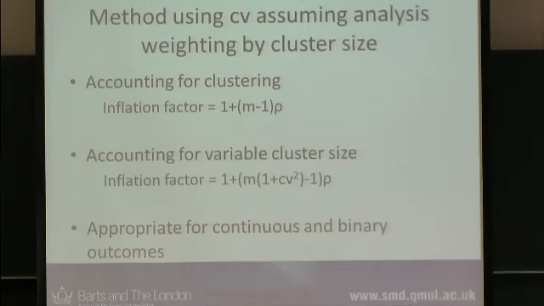And it does that by a very simple adjustment, which is the advantage. We just have to add this into the inflation factor. This is 1 plus the coefficient of variation of cluster size. And it's been shown to be appropriate for continuous and binary outcomes. So it's a very simple adjustment. The problem is that you have to know this extra piece of information for it. You have to know the coefficient of variation of cluster size.